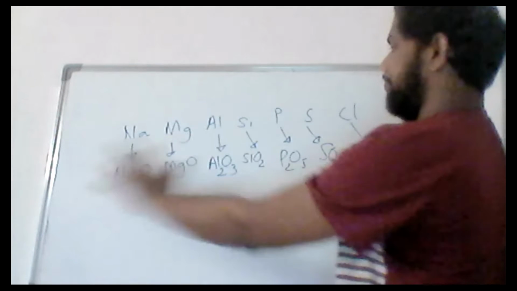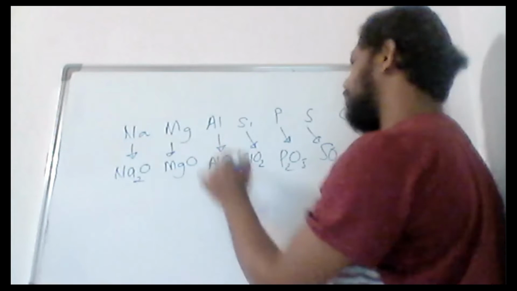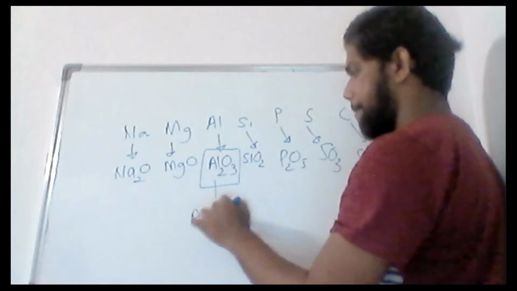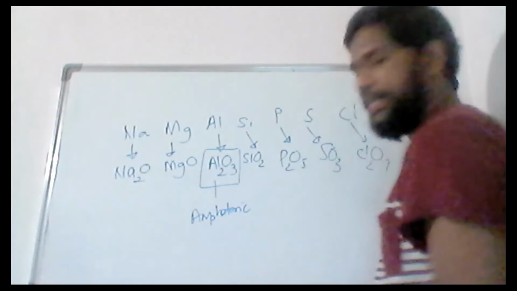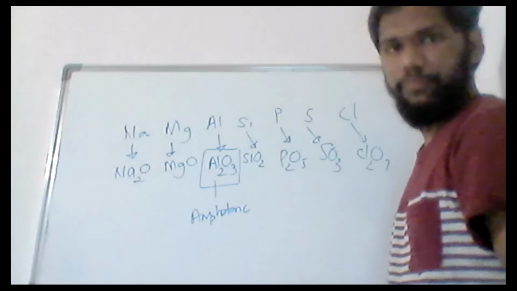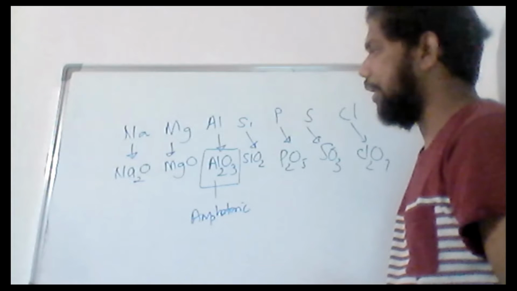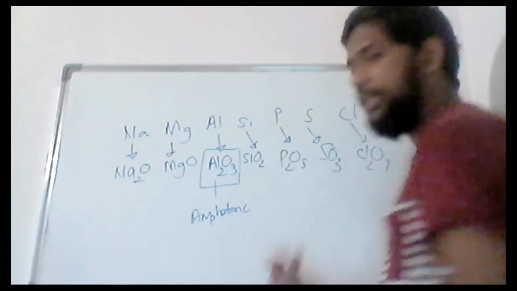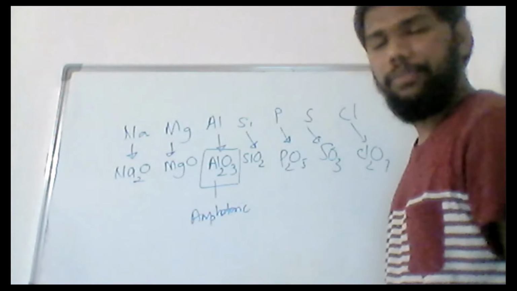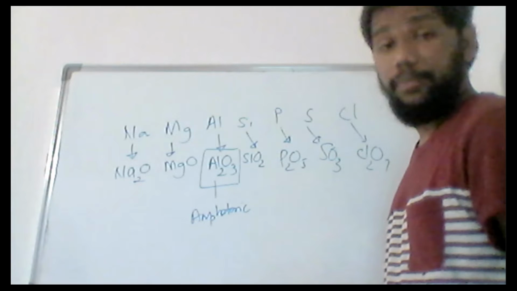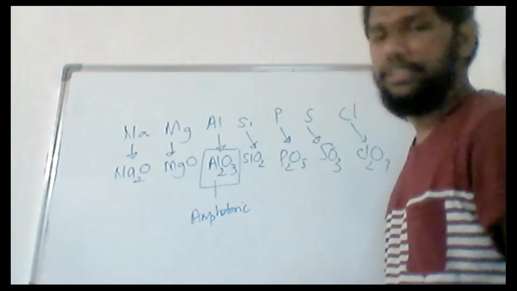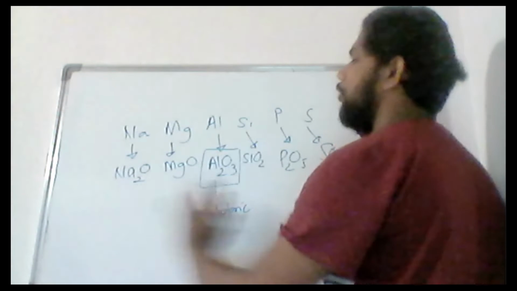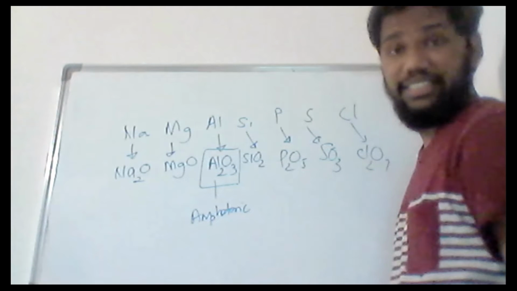So how to predict this acidity? Out of these, you should remember aluminium oxide is amphoteric. What is amphoteric? It reacts with either acids or bases. For example, aluminium reacting with HCl gives aluminium chloride, AlCl3. And aluminium also reacts with a base, for example sodium hydroxide, to give sodium aluminate. So aluminium in principle is amphoteric, and so is its oxide. From there to the left-hand side, mostly all are basic in nature.